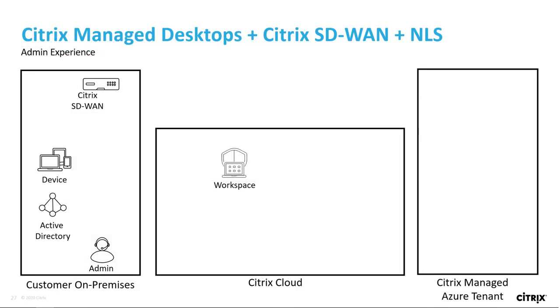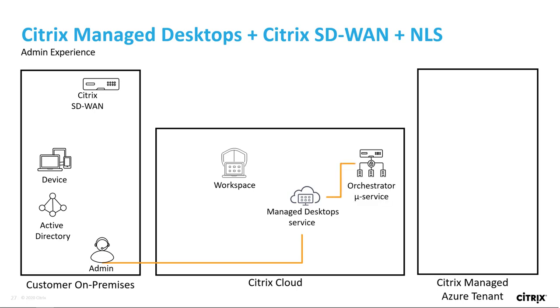Now let's see how Citrix Managed Desktops using a Citrix Managed Azure tenant with Citrix SD-WAN and the network location service work together. First, from an admin perspective, the admin connects to the Citrix Managed Desktop service. Then they enter environment details for SD-WAN, and CMD relays them to the Orchestrator service. The admin submits the configured details, and the Orchestrator provisions an SD-WAN instance in the Azure tenant where the Citrix Managed Desktop VDAs will be hosted.